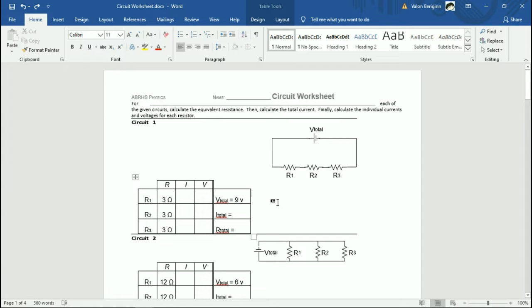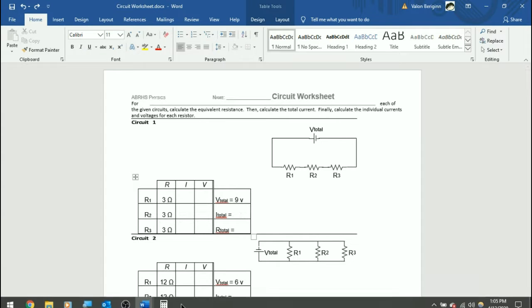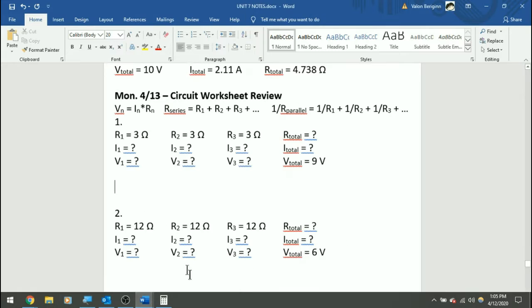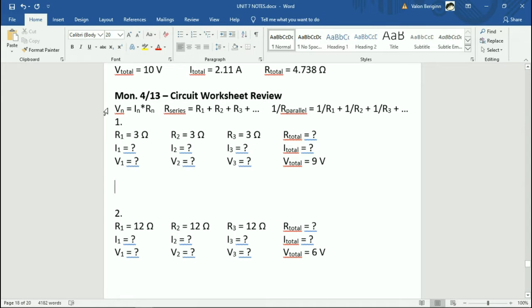In terms of solving this, there's really only a couple things you need to know. You need to know V equals IR. The n here just tells you that you can use any of the subscripts; the only key is that it has to be the same subscript. So it could be V1 equals I1 times R1, or V3 equals I3 times R3, or V total equals I total times R total. It doesn't matter.